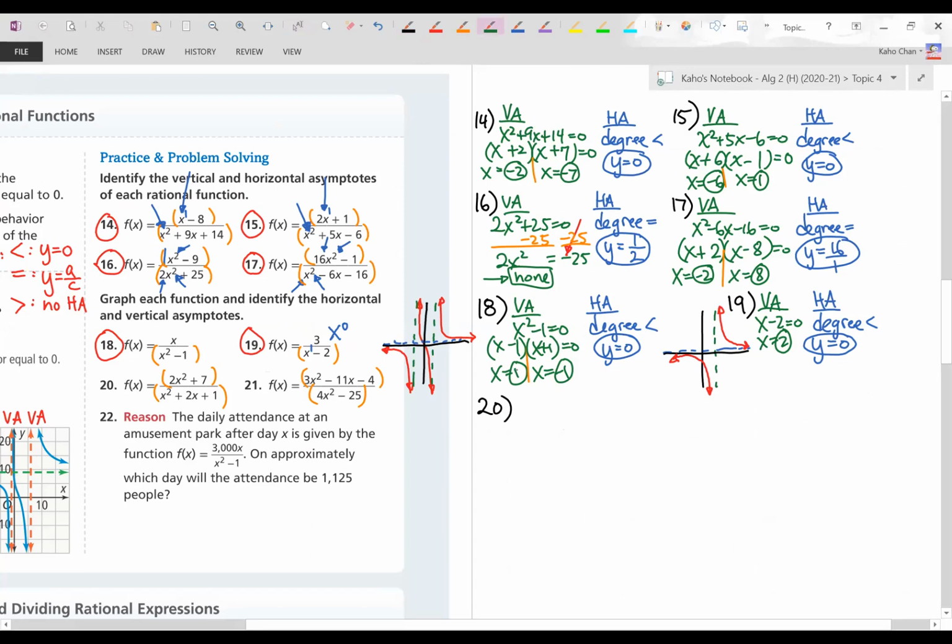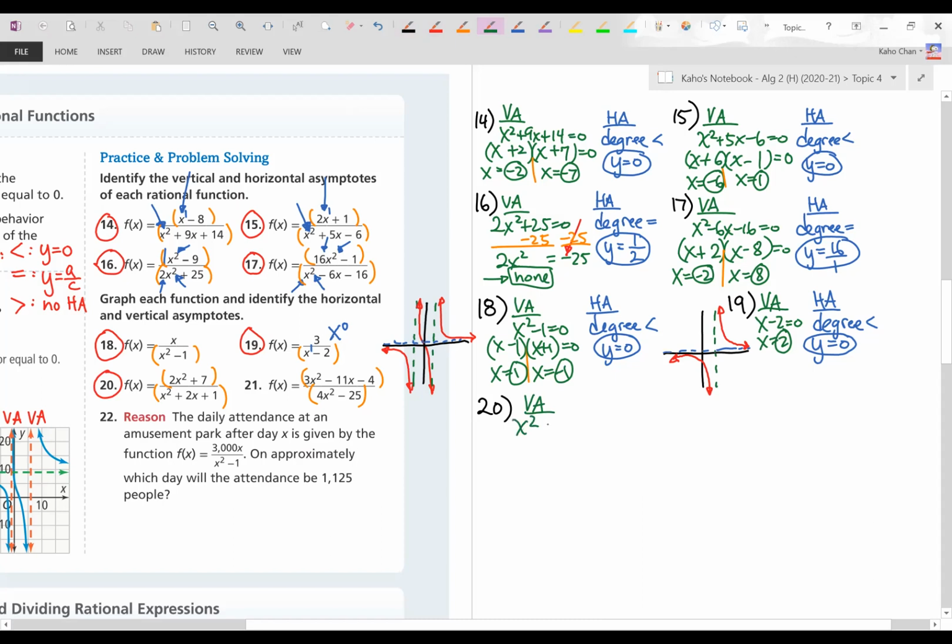Find our vertical asymptotes. How are we doing out there? Yeah, it's running about 15, 20 minutes per section. Usually that's what happens with these reviews.